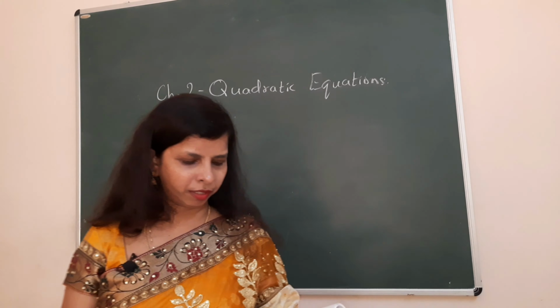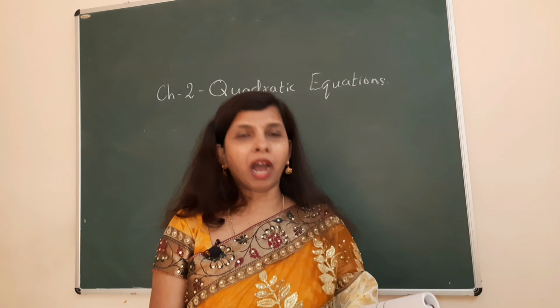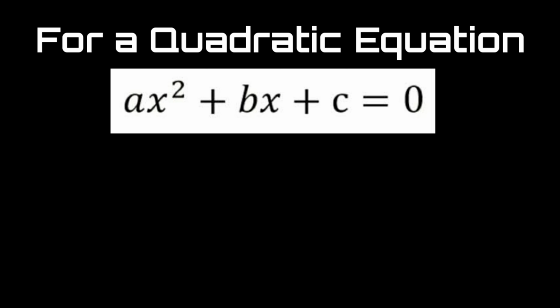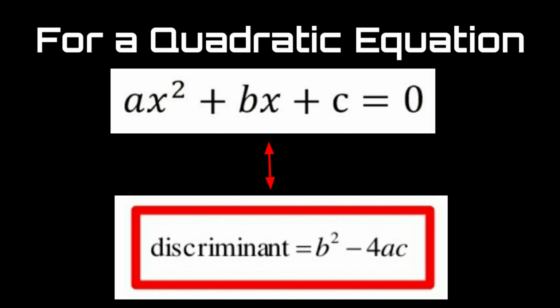The third topic is how to find the value of discriminant. Given the equation ax square plus bx plus c equal to 0, we'll now identify how to find the discriminant. Discriminant is b square minus 4ac. This is your formula.